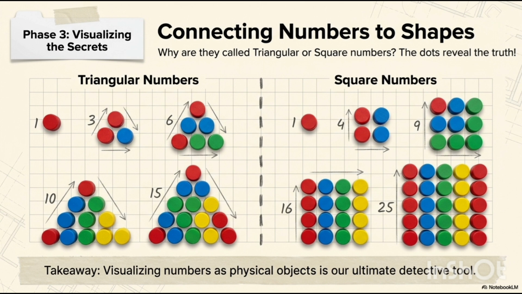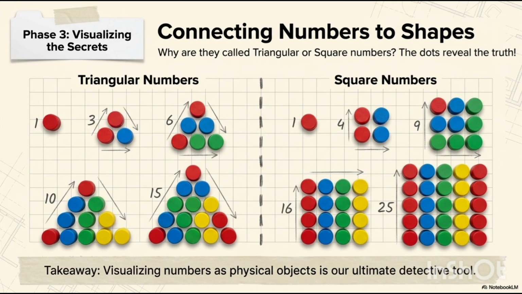3 plus 3 is equal to 6. 6 plus 4 is equal to 10. Then 10 plus 5 is equal to 15. Then after that what will come? After 5 it is 6. So 15 plus 6 is equal to 21.